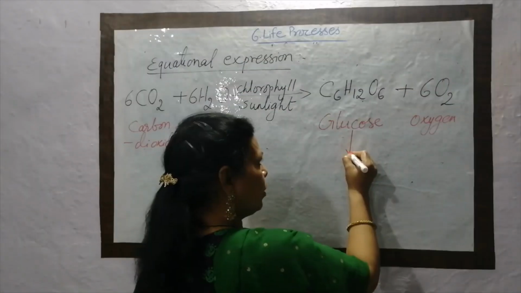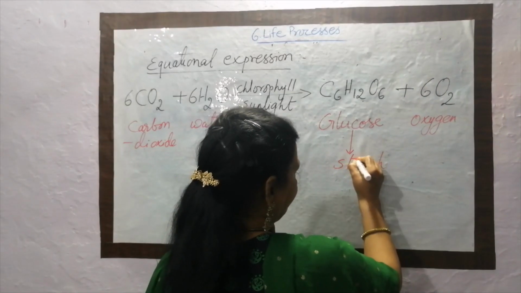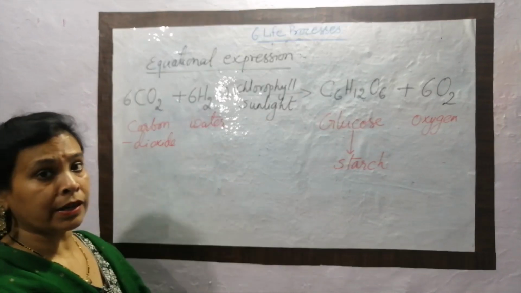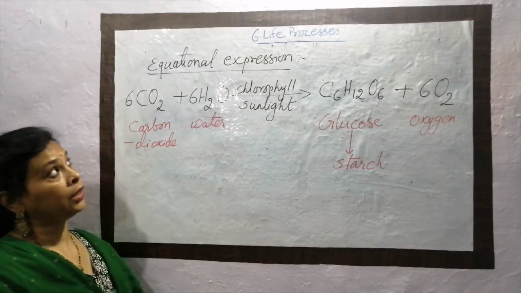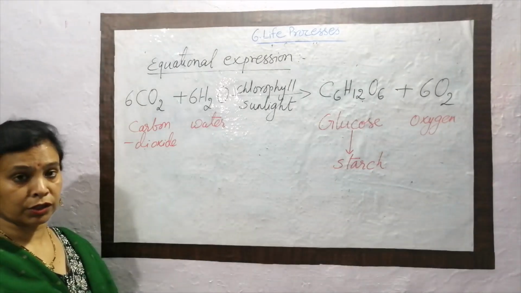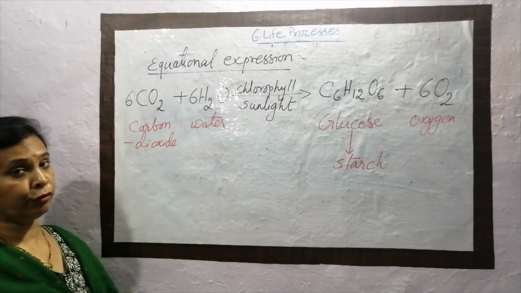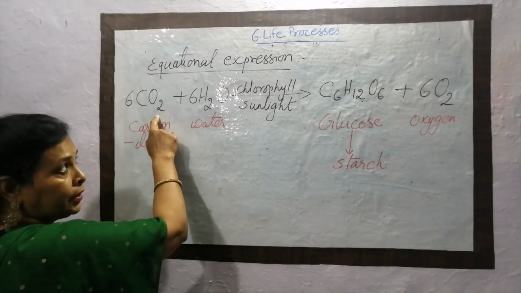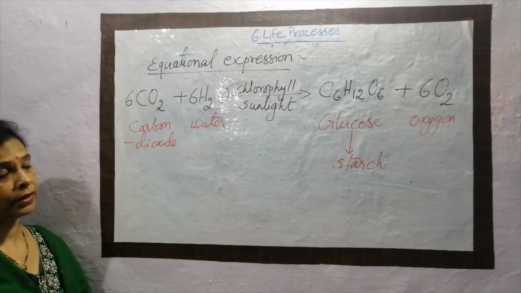Glucose, when it is stored in the plant for a long time, gets converted into starch. Glucose is the simplest sugar, simplest carbohydrate. But what is stored in the plant gets converted into starch. This is the equational expression for photosynthesis. What is photosynthesis? It is the process by which green plants prepare their food with the help of simple raw material in the presence of these two substances. That is called photosynthesis.